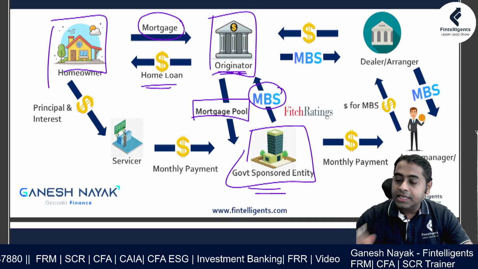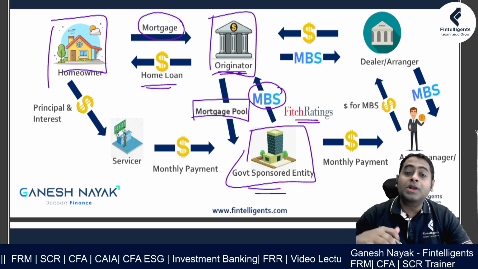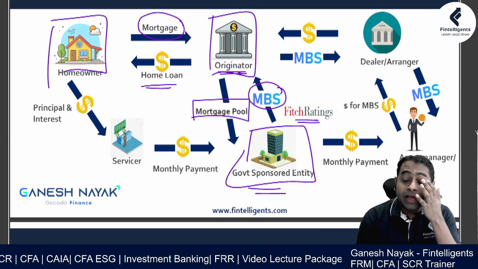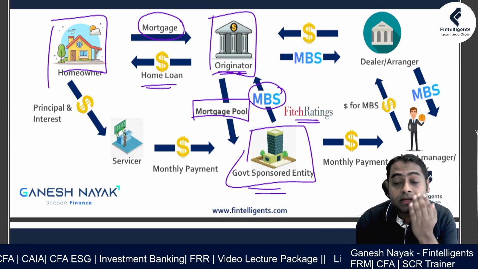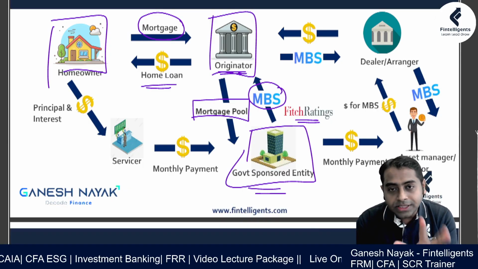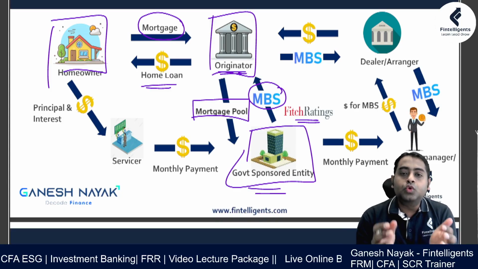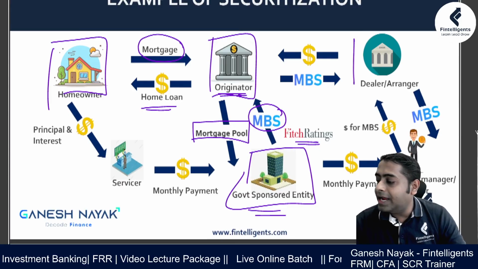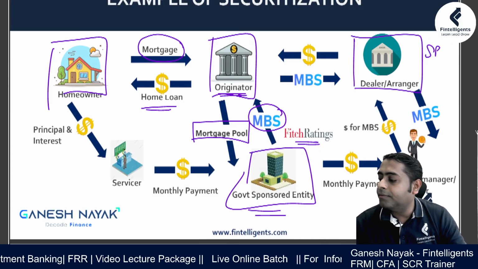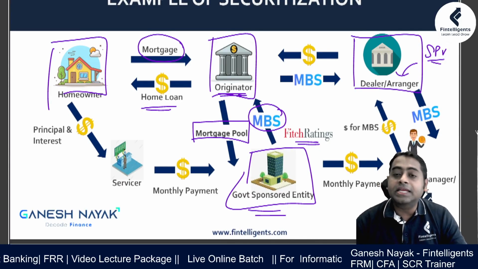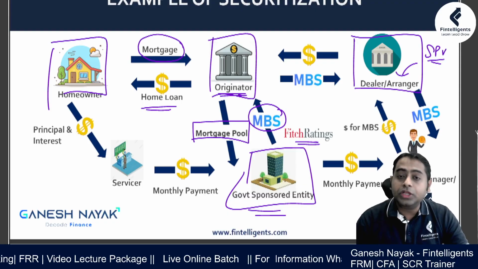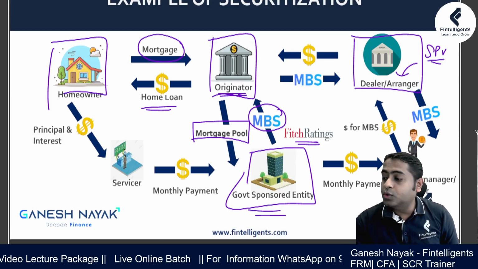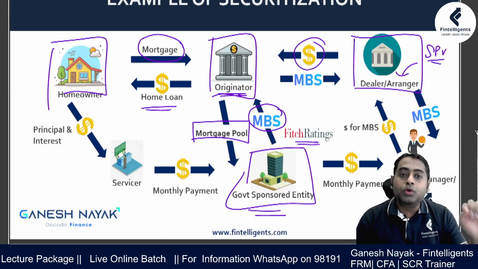Now in this case, there is a rating agency also involved who will rate this MBS. Why do we need rating? Because this rating will make it easy for them to sell it to the investor. Once this MBS process is happening, you do not keep that entire pool in your book. You pass it on to your special purpose vehicle. Over here, I have named it as a dealer or an arranger. The moment you pass this MBS instrument to the dealer, you receive the money, you become free, you can give new loans.